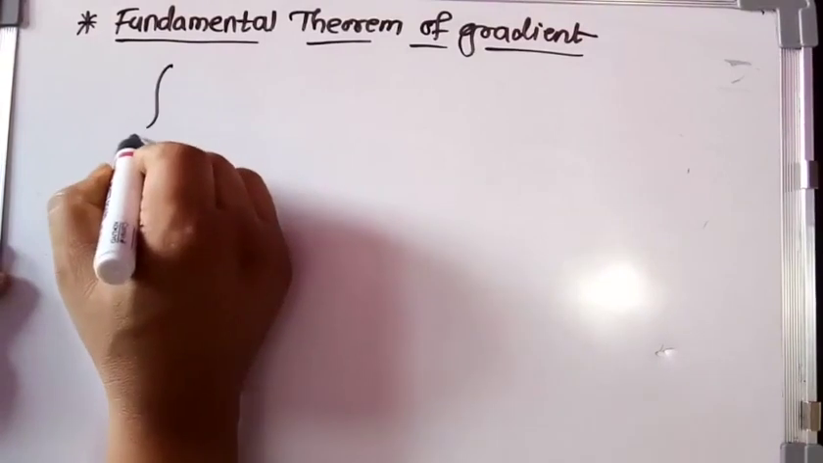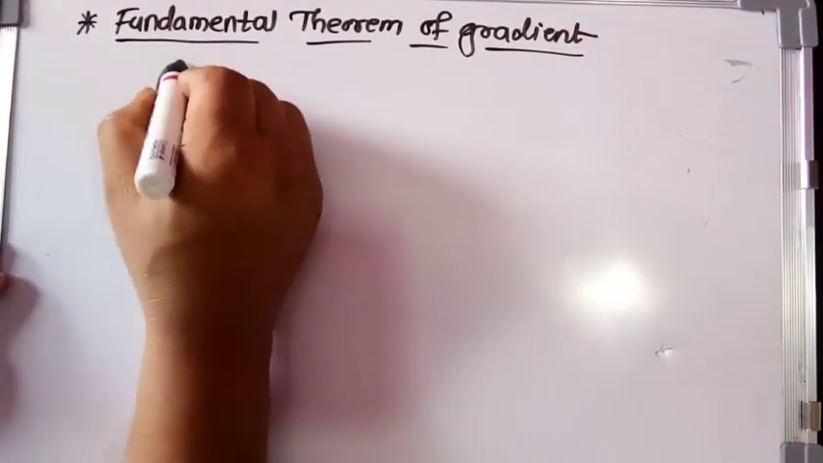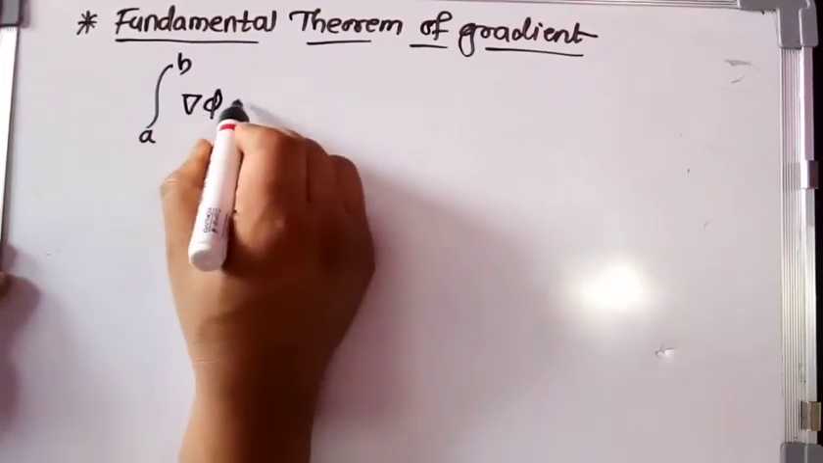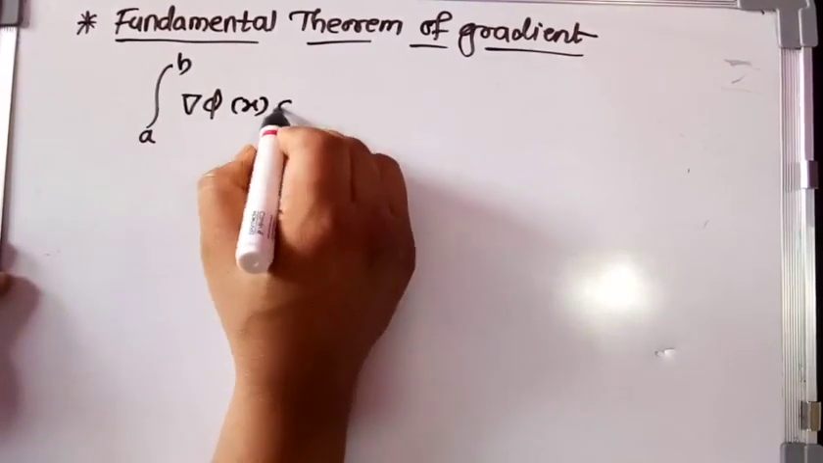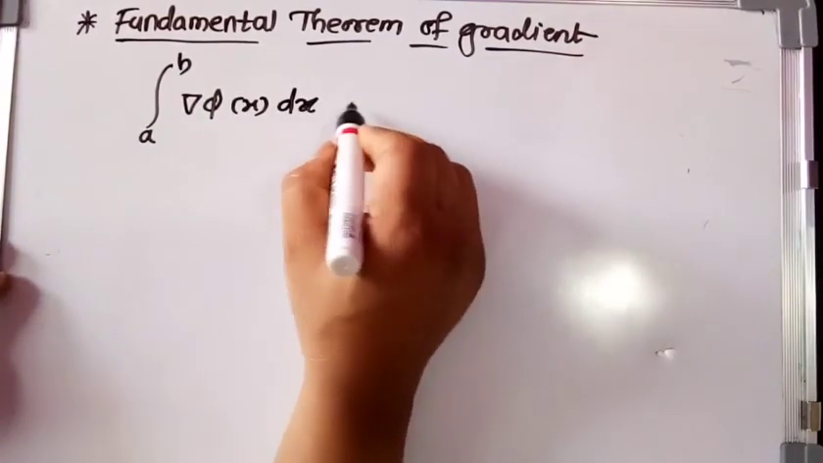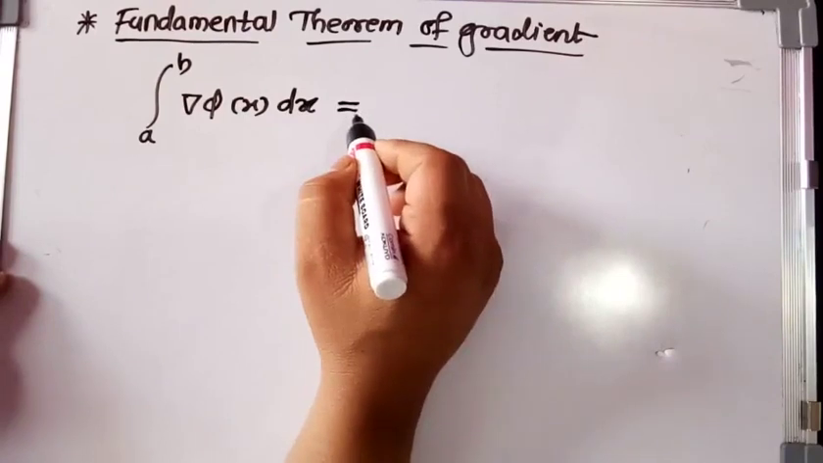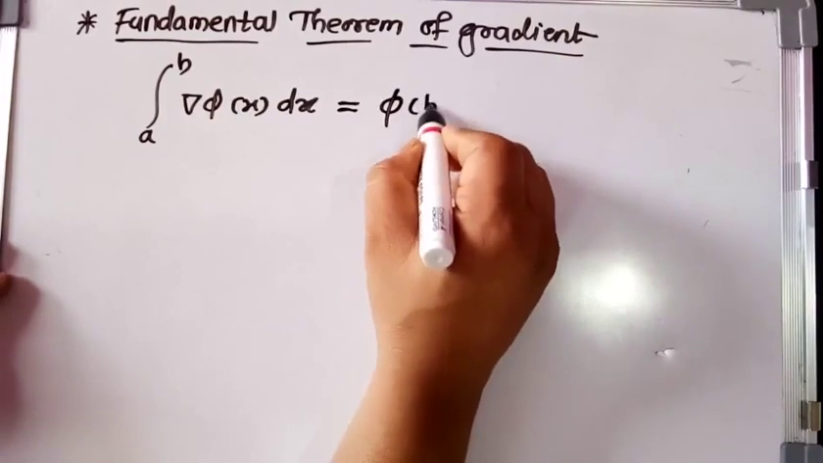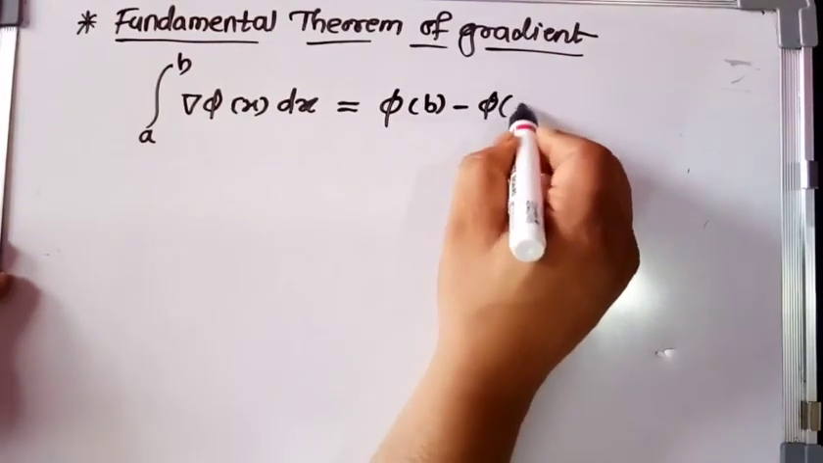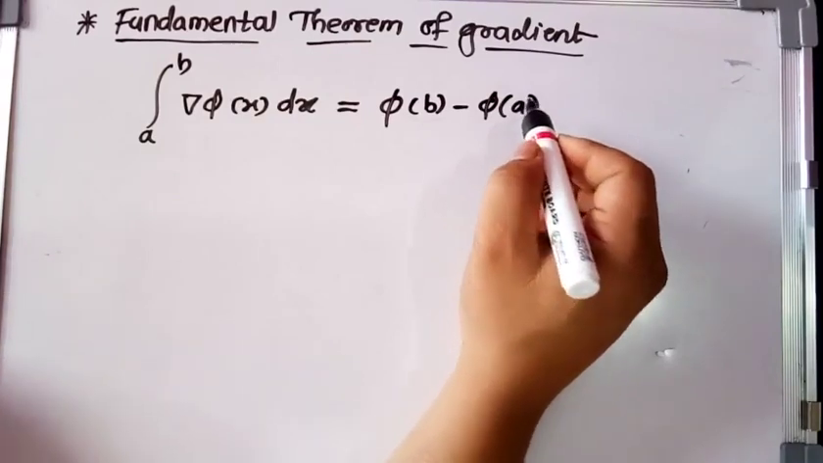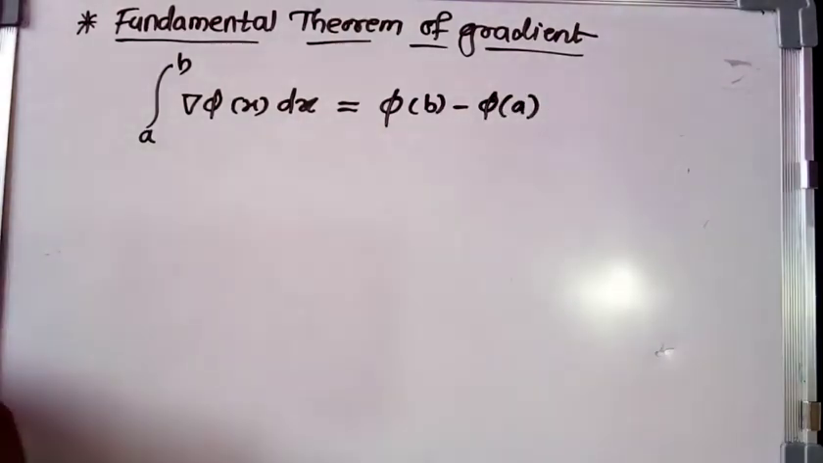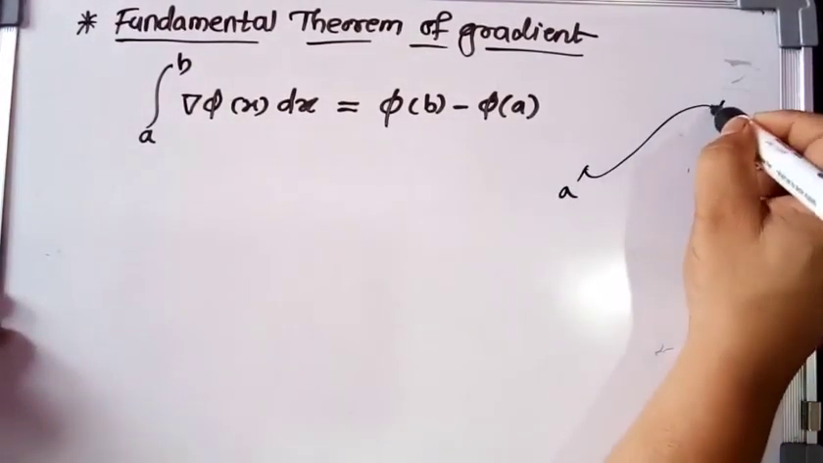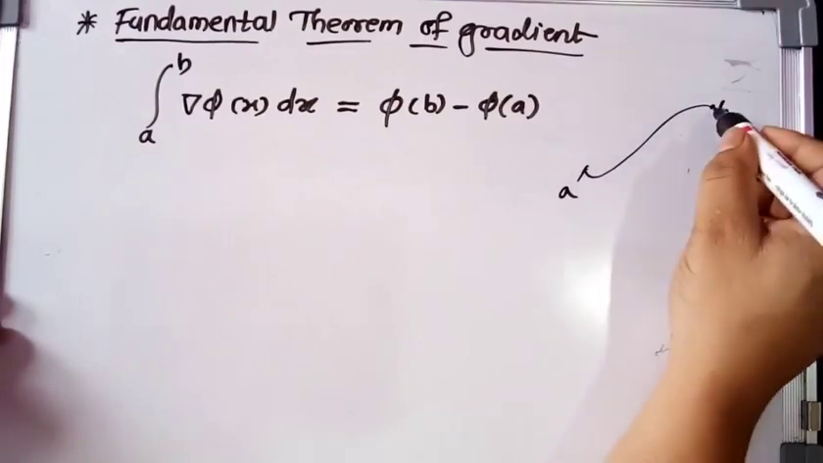That is, the line integral from A to B of a gradient of a scalar is nothing but the subtraction of the scalar function at point B and at point A, where phi is a scalar field and A and B are the end points of the curve. Suppose we have this curve. This is the starting point A and this is the end point B.